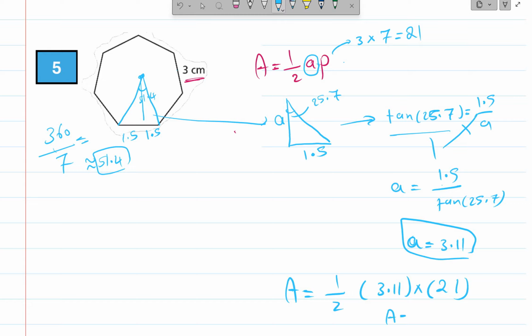So A equals, final answer, 3.11 times 0.5 times 21. So the final answer is 32.6 centimeter squared.